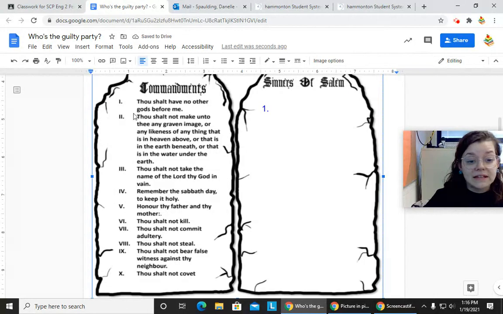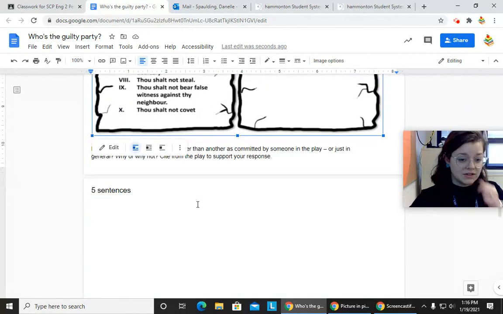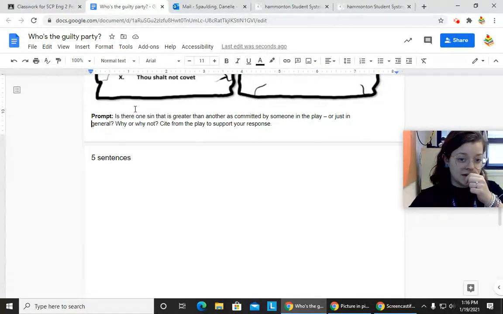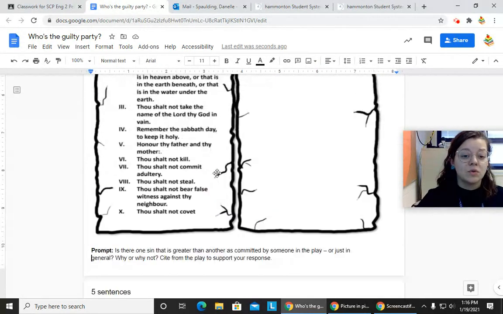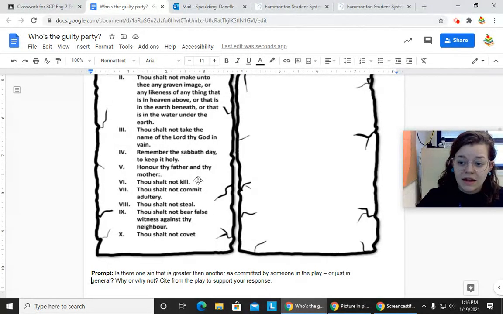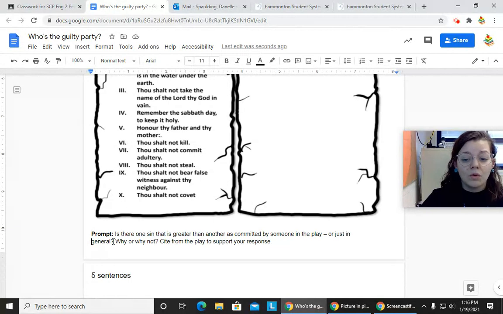You're going to want at least one for every 10 commandments, but you're probably going to have several. And then you'll see this question right down here. It says, is there one sin that is greater than another as committed by someone in the play? So do one of these sins against one of these commandments, is one of those worse than another sin? Or are they all, the fact that you're doing them, just bad in general? Why or why not? And cite from the play to support your response.